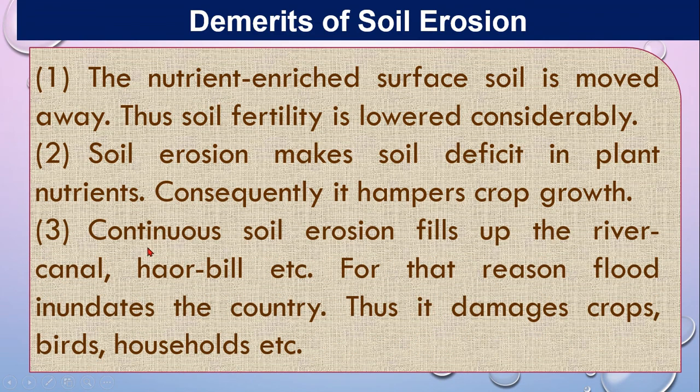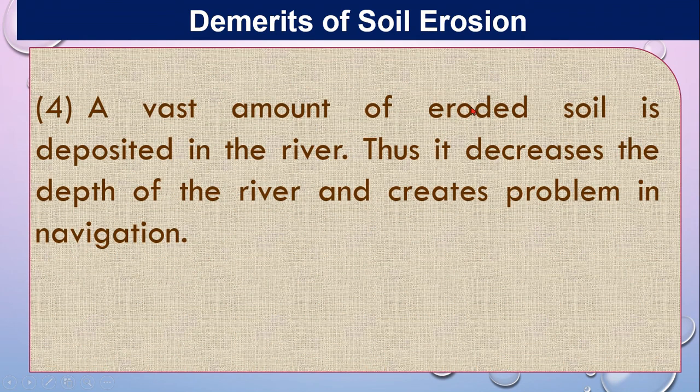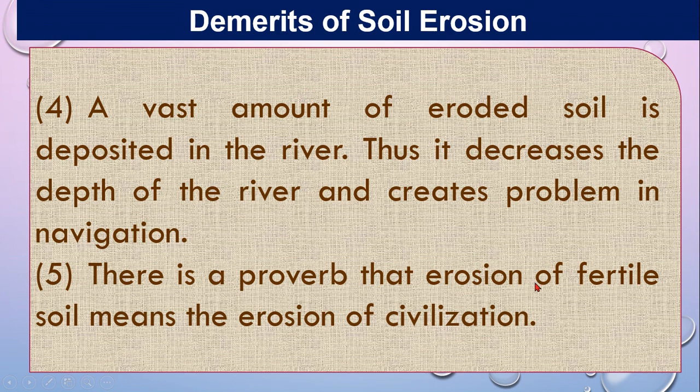Next one is that soil erosion fills up the river, canal, and haor bill. For that reason floods inundate the country, thus damaging crops, birds, and households as well. Next, a vast amount of eroded soil is deposited in the river, which means the river is filled up, thus it decreases the depth of the river and creates problems in navigation as well. There is a proverb that erosion of fertile soil means the erosion of civilization. There is no single advantage we can explain about soil erosion, but maximum is the disadvantage of soil erosion. This one is very important for your creative questions as well.